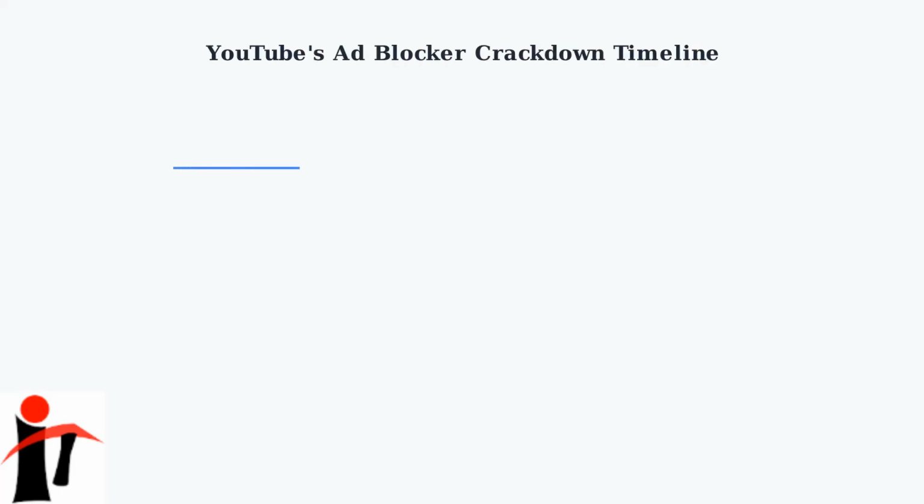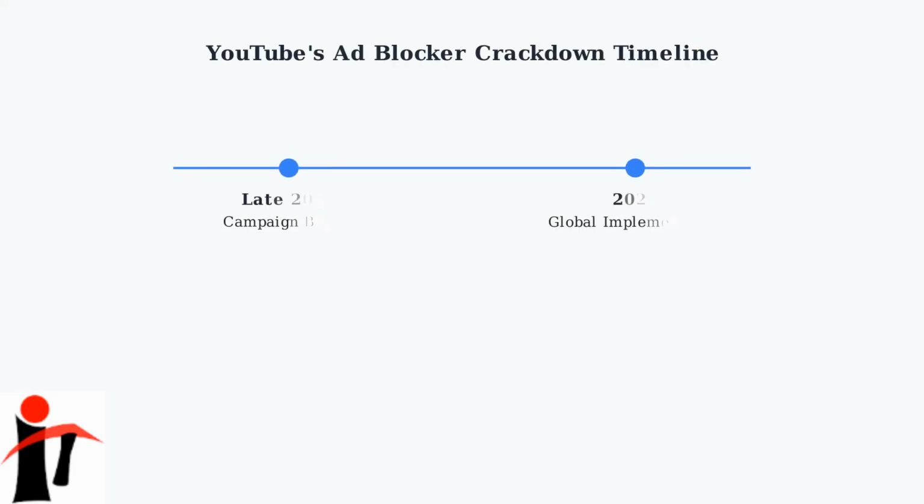YouTube's war against ad blockers began in earnest in late 2023, but by 2025, they implemented a comprehensive global restriction system that affects millions of users worldwide. When YouTube detects an ad blocker, users see this warning message: video player will be blocked after 3 videos. This is YouTube's way of giving users a final warning before completely restricting access to content.